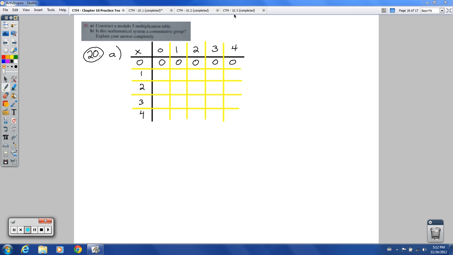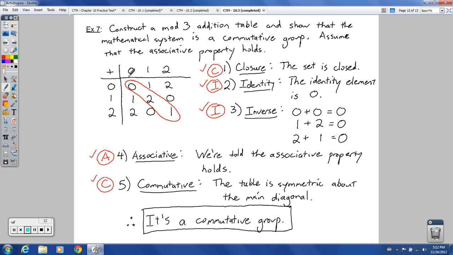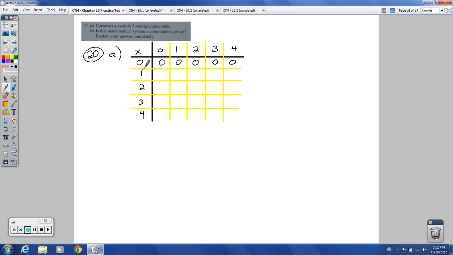And you will notice in 10.3 that the addition table, we're doing addition. So that's a little different here than what we're doing. We're doing multiplication now. So we're actually multiplying these things. We're going to have 0 all the way down there as well. What's 1 times 1 in Mod 5? That's 1. 1 times 2 in Mod 5 is 2. And 3 and 4. 1 is going to be the identity element. So this would be the same thing going this way.